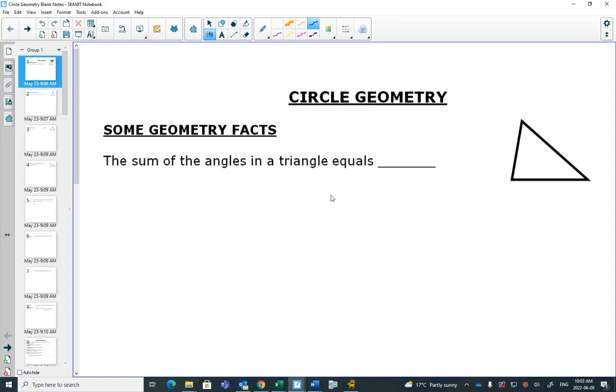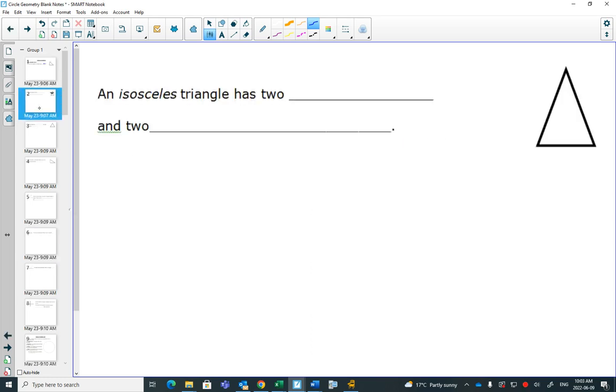Triangle equals. What do they add up to? 180. Excellent. What makes an isosceles triangle special? It has two equal sides, good.